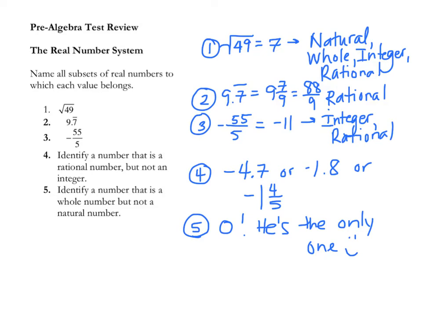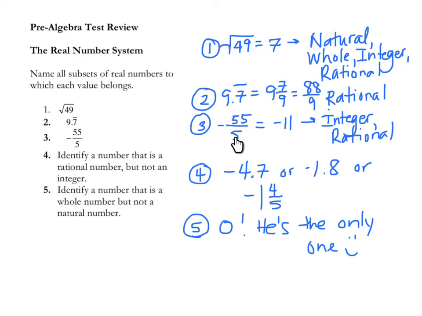Next one. 9.7 repeating, that's 9 and 7/9. And if I even want to improper fractionize it, it's 88 ninths. Let's see, 9 times 9, 81 plus 7, 88. Yes, 88 ninths. So that's a rational number. Because it's written as a fraction, it's rational. Repeating decimals can be written as fractions. We've covered that, and I'm going to be expecting you to know what your single-digit repeaters are. Remember, that's all your ninths. 0.1 repeating, 1/9, 0.2 repeating, 2/9, etc.